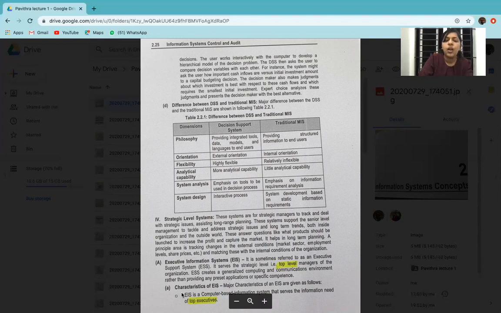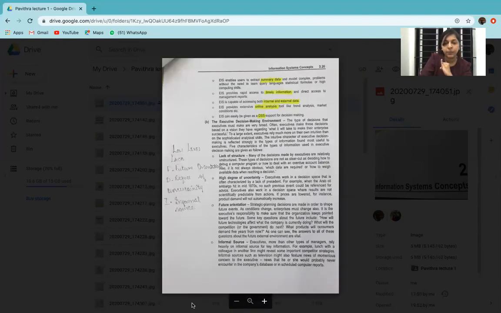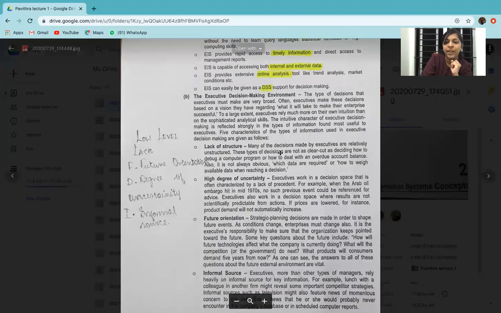Okay, then what are the characteristics of an executive information system? It is for the executives. EIS is a computer-based system that serves the information needs of top executives. EIS characteristic: it serves the top executives. Next one is, it enables users to extract summary data and model complex problems.